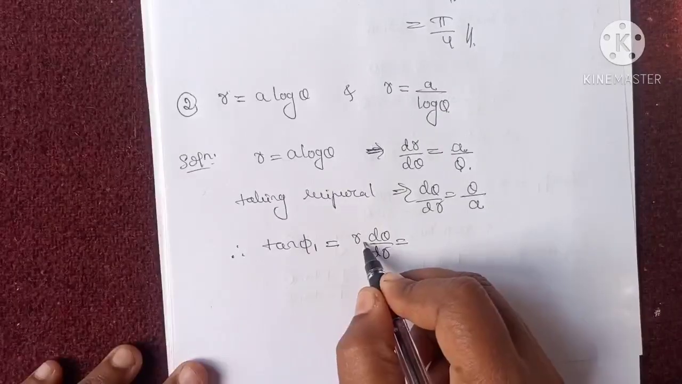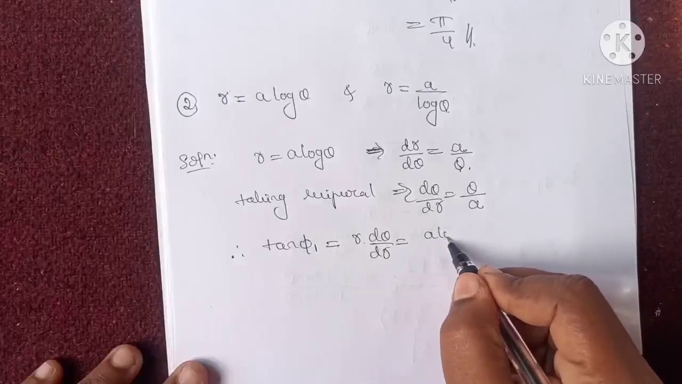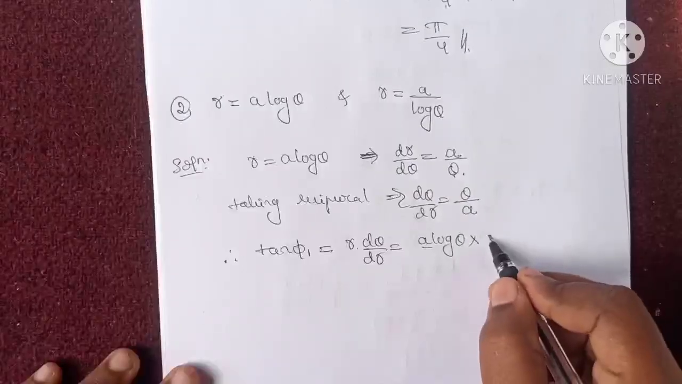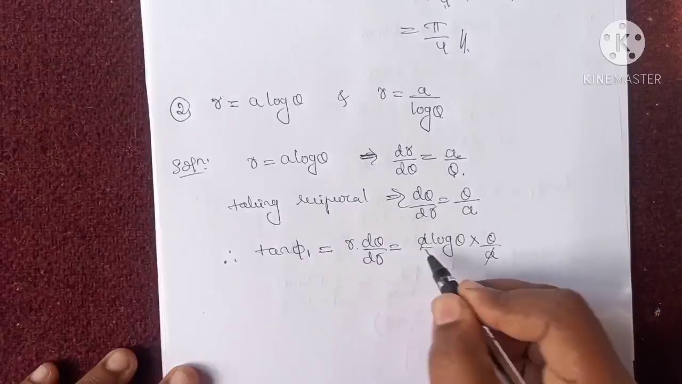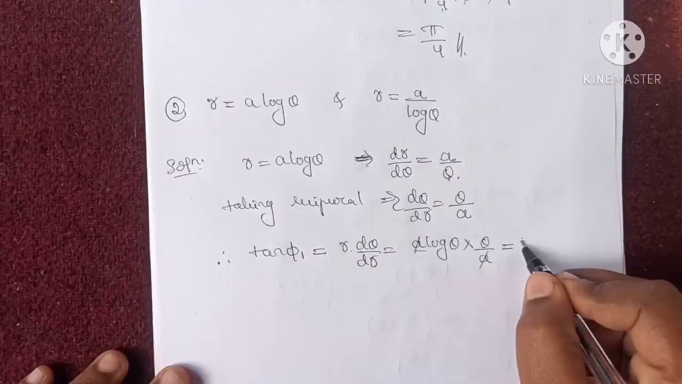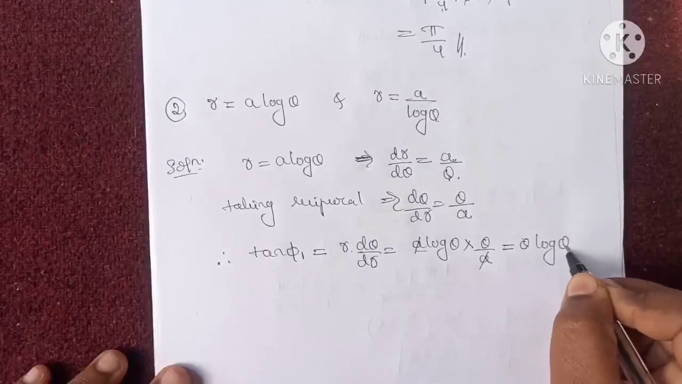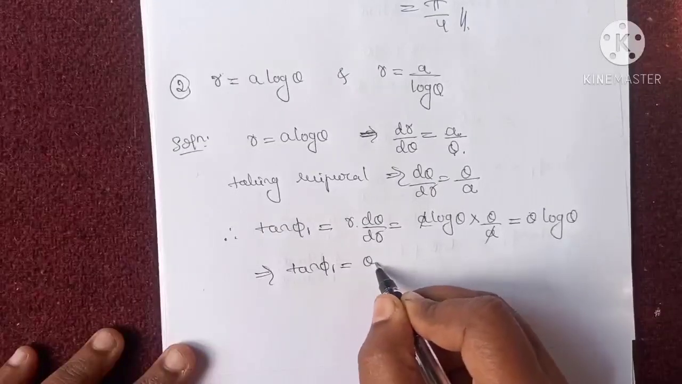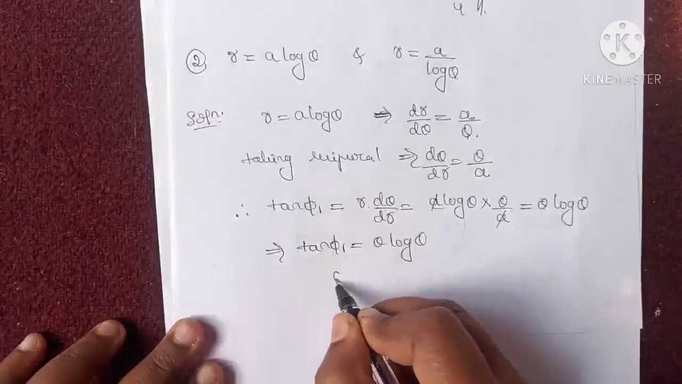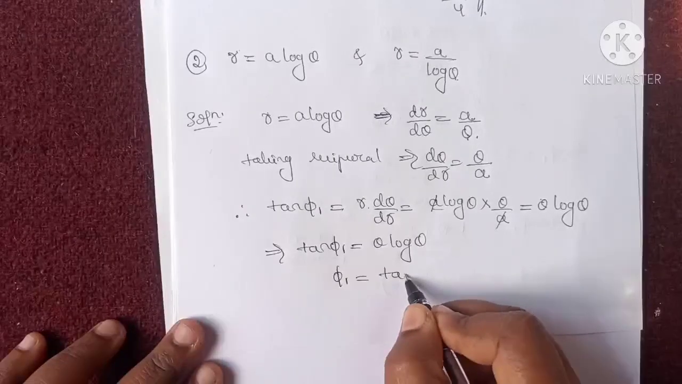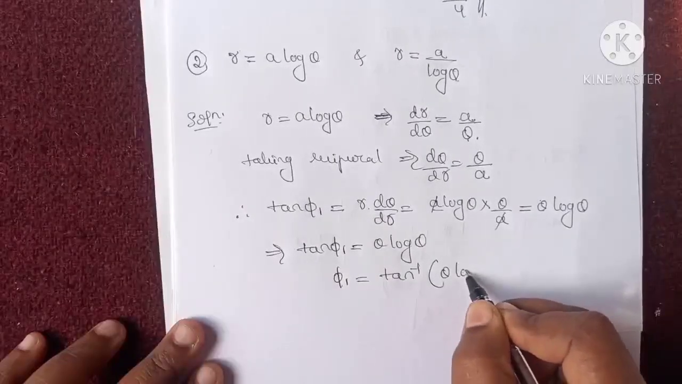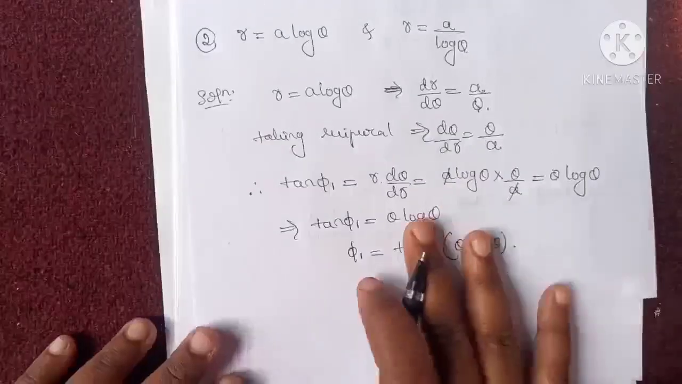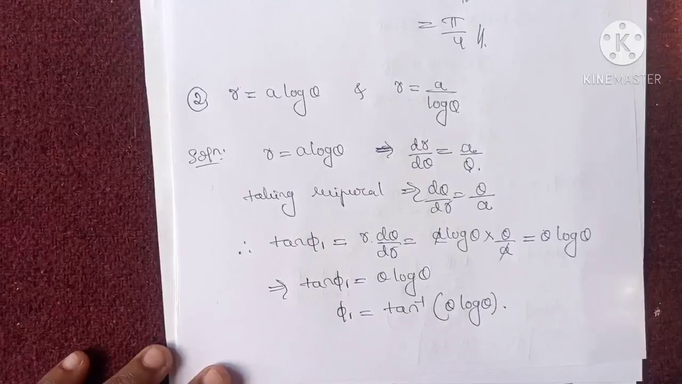Now substituting the r value, we get a log theta divided into d theta by dr, whose value is theta by a. The a cancels, and we get theta into log theta. So you can observe that tan phi 1 is equal to theta log theta. Now phi 1 can be written as tan inverse of theta log theta. Okay. Similarly, for the second curve we find the phi 2 value.